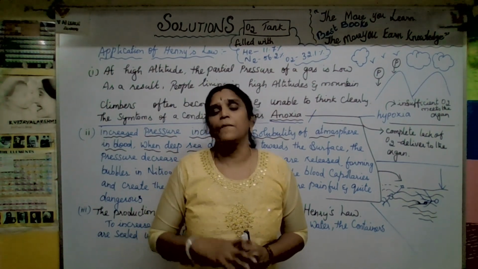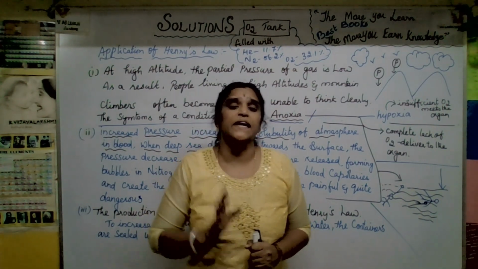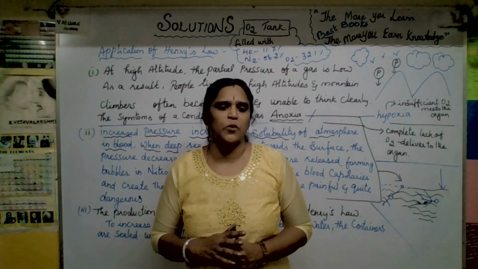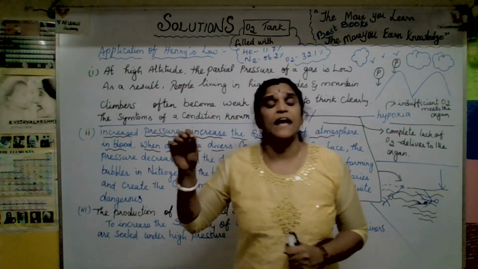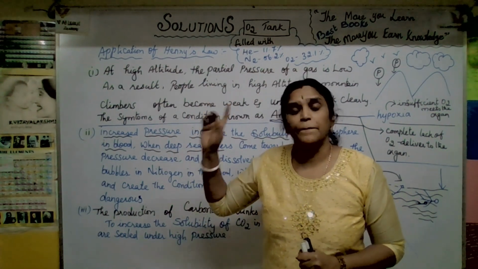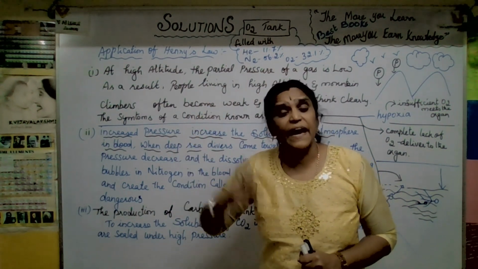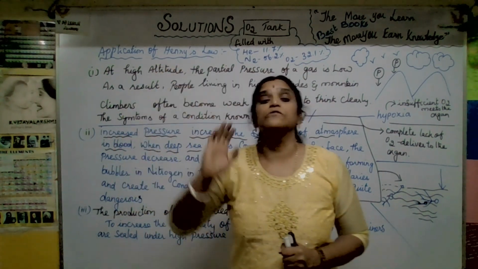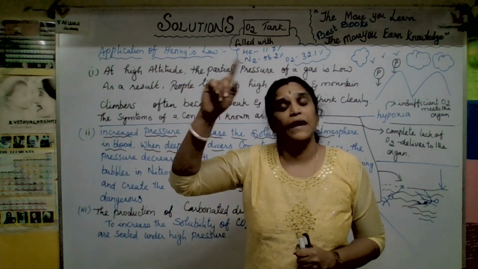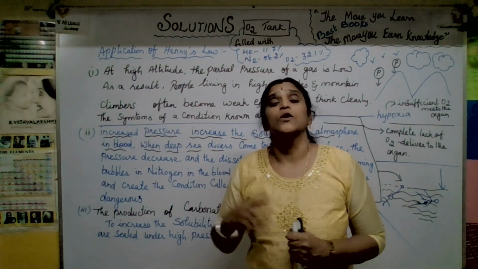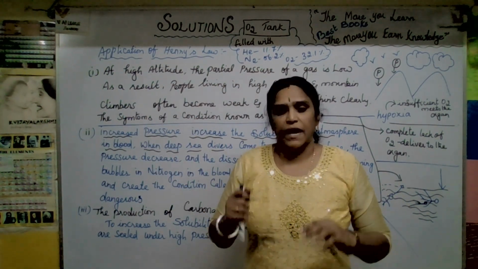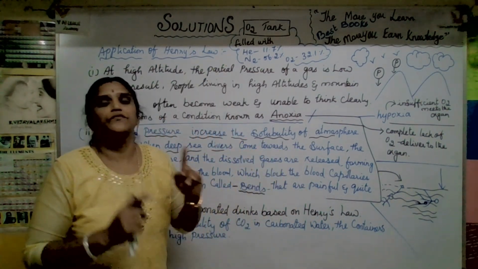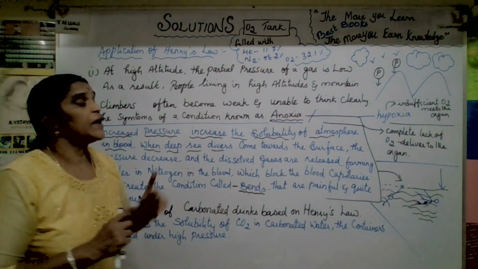As we are talking about Henry's law, applications of Henry's law is a very important question for the board. Definitely they will ask this question, indirectly in an assertion-reason question. At high altitudes, what happens? People living at high altitude or mountain climbers, what happens to them? Now come to this point. What are the main ideas for the applications of Henry's law?